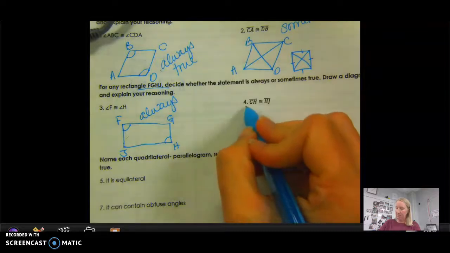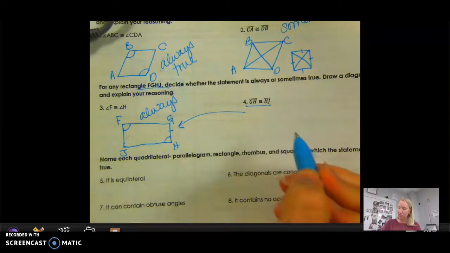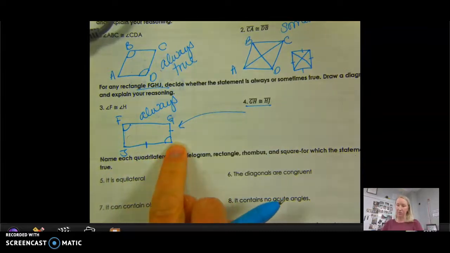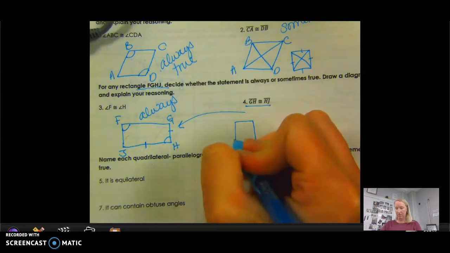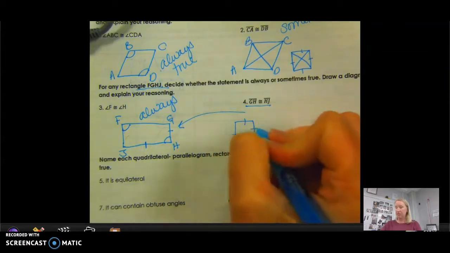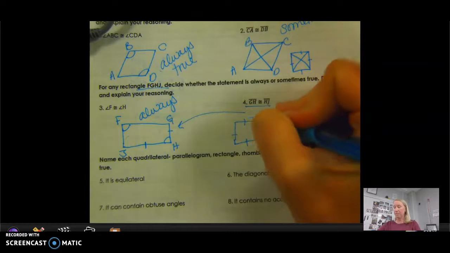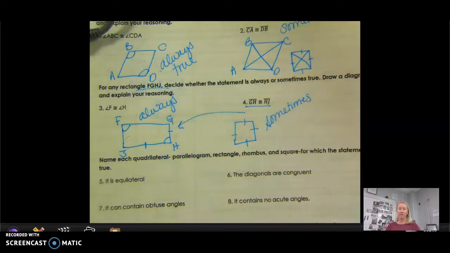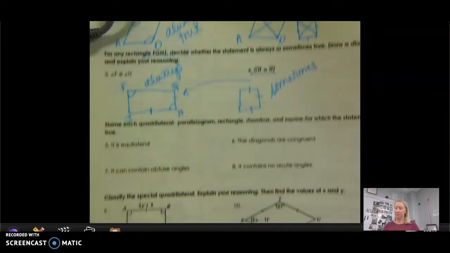If I'm thinking about this guy using this picture, it's saying that G to H is congruent to H to J. Well, in this picture, they don't look like that is true, right? But if I were to draw a square, remember that's our more specific rectangle, then that would be true. So this would be sometimes. So if the rectangle was more specific and was a square, then yes, it would be true. But if it's not necessarily a square, it doesn't have to be all congruent.